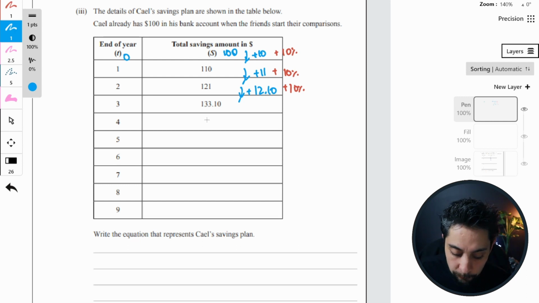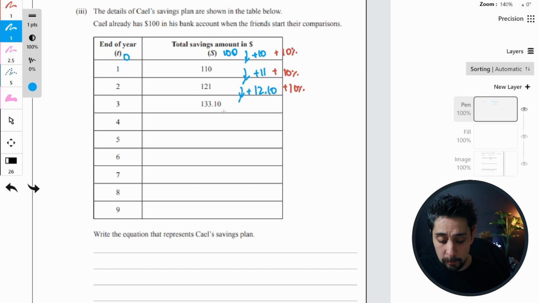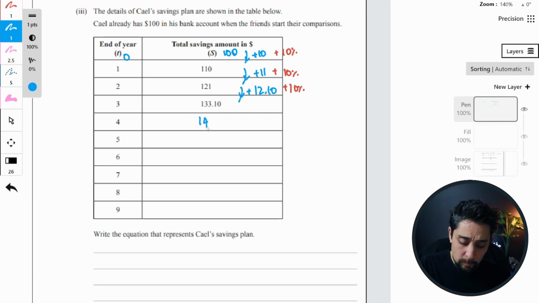So at year 4, we're going to add to this number here. We're going to add like $13.31. So adding $13.31 to this, we get, I think, $146.23, I think. I'm not really sure. I will check that on the calculator. But first, let's write an equation that represents Cale's saving plan.